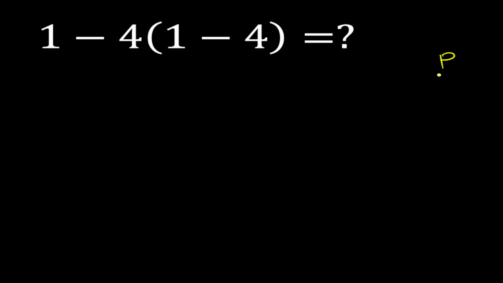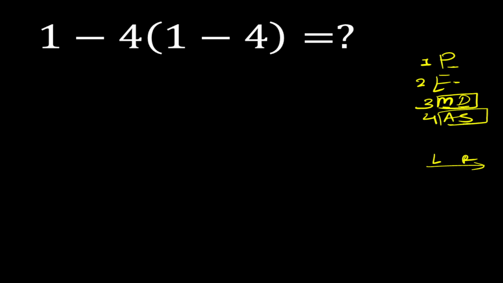So PEMDAS. According to the PEMDAS rule, first priority is parentheses, second priority is exponents, third priority is multiplication and division. Here multiplication and division both have equal priority, so we have to solve it from left to right. And the fourth and last priority is addition and subtraction. Also, addition and subtraction both have equal priority, so we have to solve it from left to right.